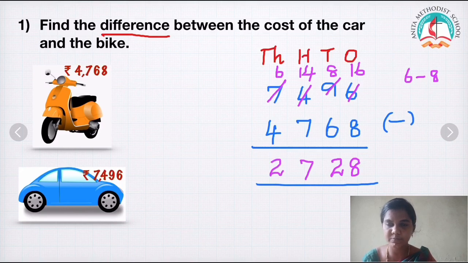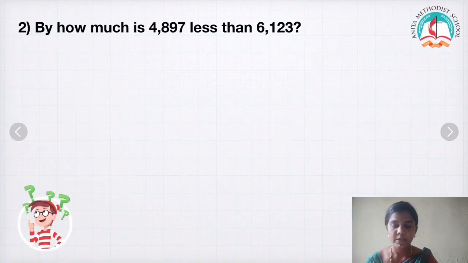So what is the difference between the car and the bike? 2,728. Okay, so now you understood, right? So let's move on to another problem. So here is my next problem.